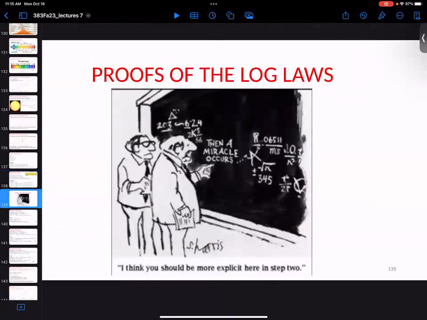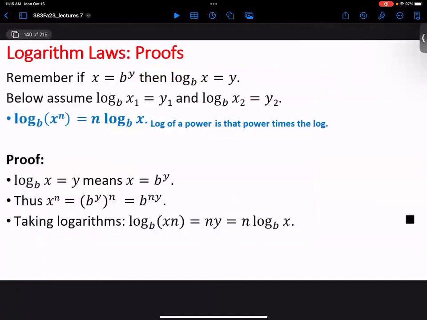Okay, so let's go through the proofs. The first one we'll prove is the log of x to the n is n times the log of x. This is very similar to all the differentiation results you've seen. So how do we prove differentiation laws? Well, let a of x be f of x times g of x. We write down the definition of the derivative, and then we multiply by 1 or we add 0 and do something in a clever way.